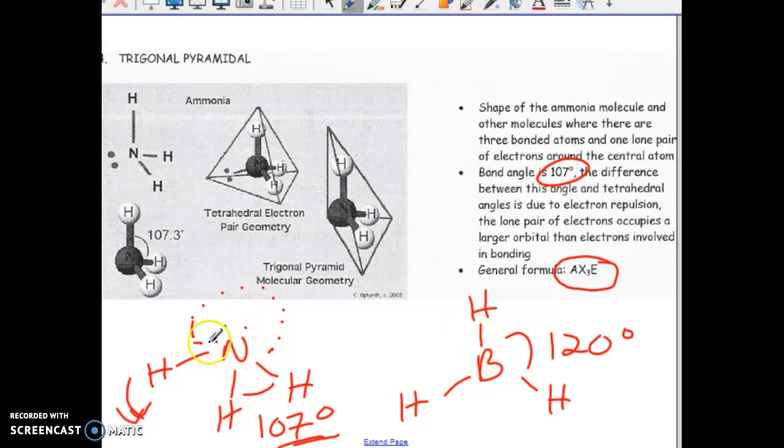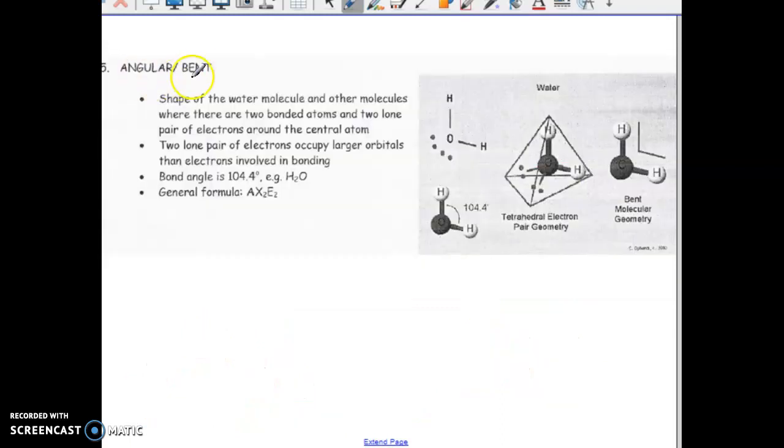So you're going to notice that when you add in lone pairs, it's obviously going to shift around where those peripheral atoms are located. Just something to keep in mind when you're looking at it. So that's trigonal pyramidal. Angular or bent also goes by another name, V-shape or V-shaped. Any of these are acceptable when we're discussing this type of shape.